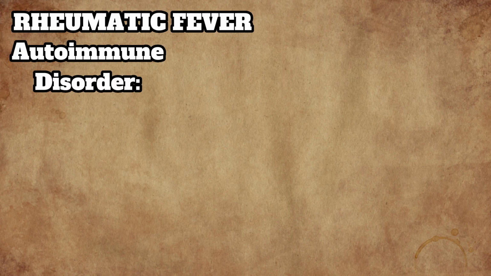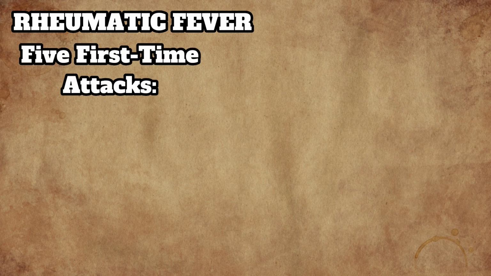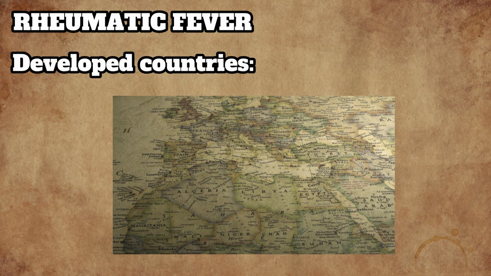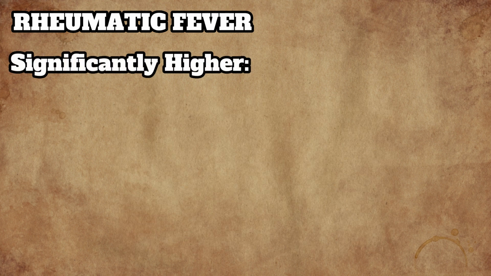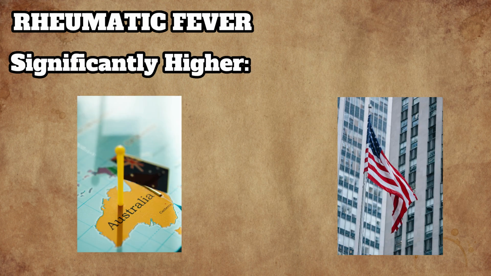Rheumatic fever is an autoimmune disorder that primarily affects children aged 5 to 15, but approximately 1 in every 5 first-time attacks occurs in adults. The incidence is generally low in developed countries, but it is significantly higher in some indigenous populations, such as those found in Australia and New Zealand.